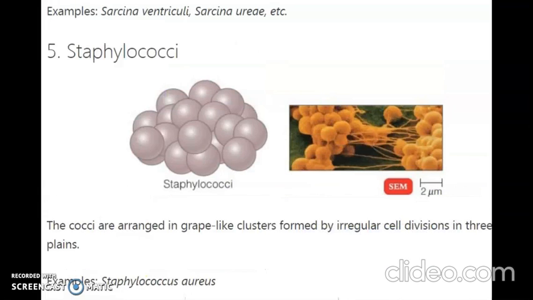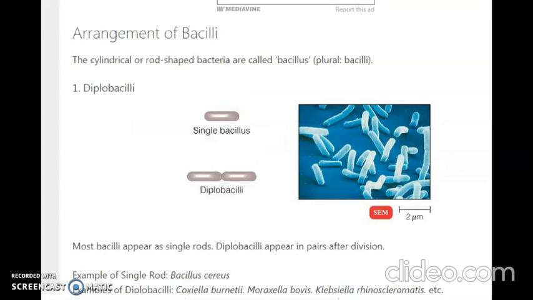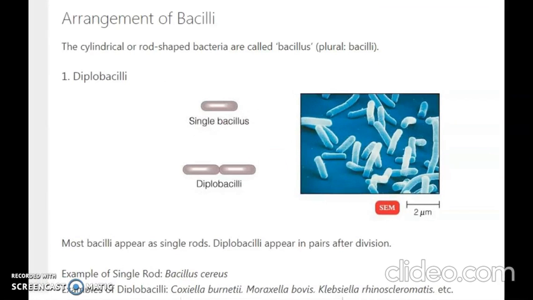In Staphylococcus aureus, the cocci are arranged in grape-like clusters formed by irregular cell division in 3 planes. Let's see the arrangement of bacilli. The first one is diplobacilli. Most bacilli appear as single rods. Diplobacilli appear in pairs after division.